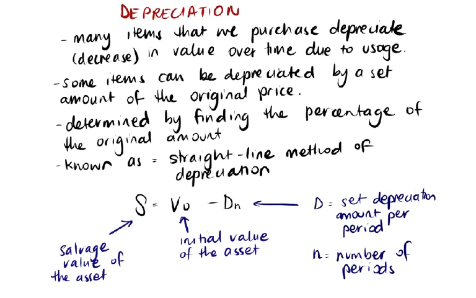method of depreciation. And we use this formula to calculate that, where S is the salvage value of the asset, V0 is the initial value of the asset, D is the set depreciation amount per period, and N is the number of periods.